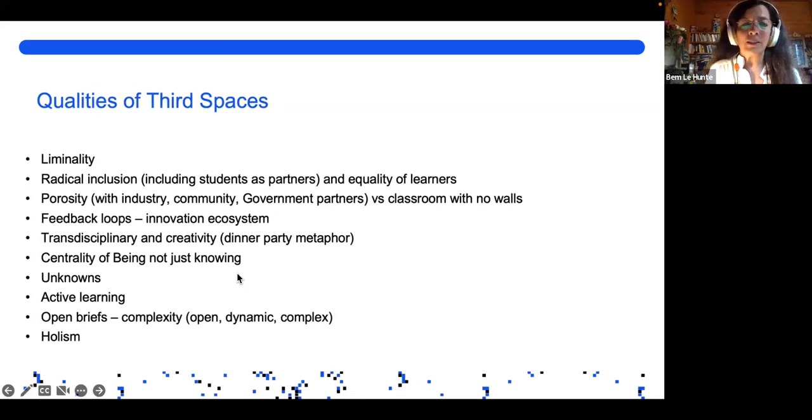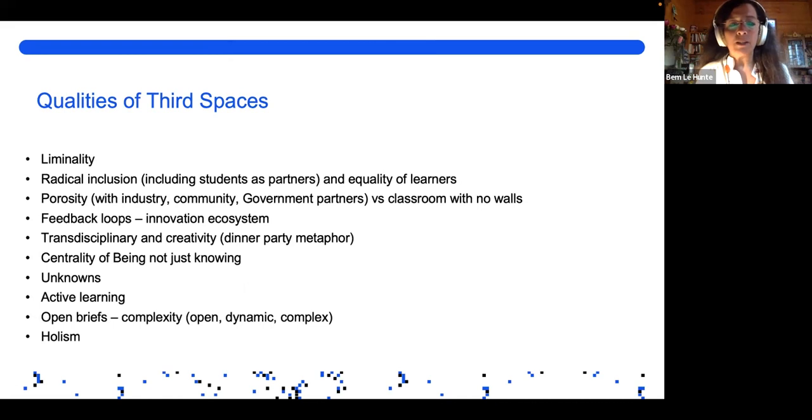Transdisciplinarity is always creative. It has to be, because you cannot predict when 2 disciplines or more, 3, 4, 5 disciplines come together, or students from many different epistemologies, like being and background, come together, what is going to happen.